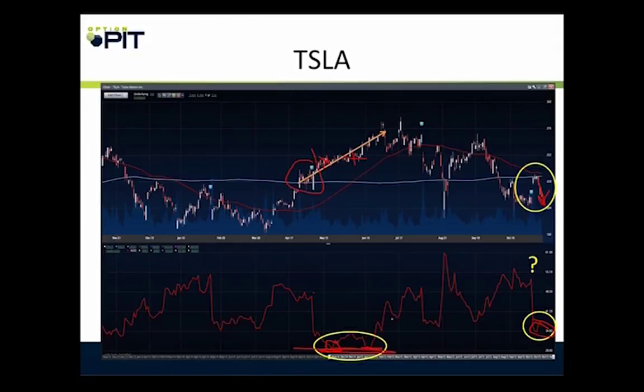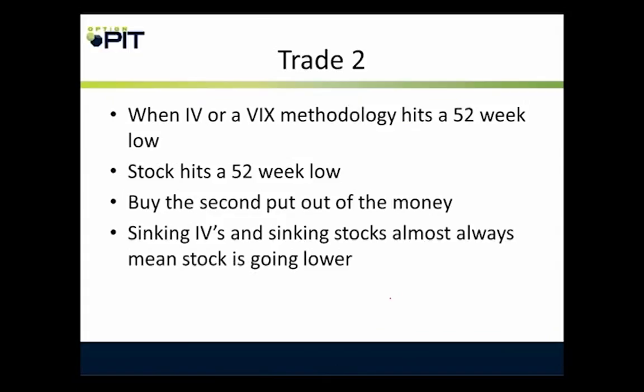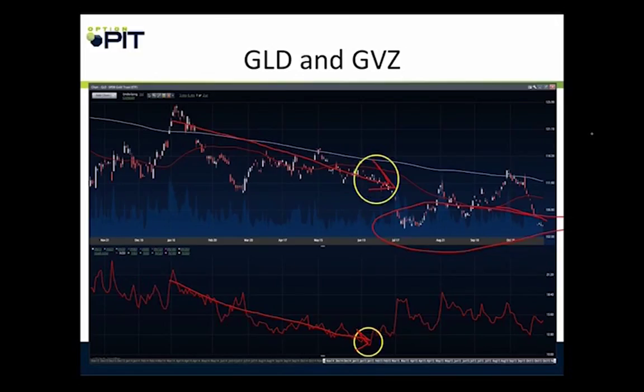Here's Tesla. Similar trade. Trade 2: when that IV or VIX methodology hits a 52-week low and the stock hits a 52-week low, buy the second put out of the money. Why? Sinking IVs and sinking stocks means the stock is going lower. Gold did this a while back. Vol low. Stock was at a 52-week low. Guess what? It tanked. Vol went up.